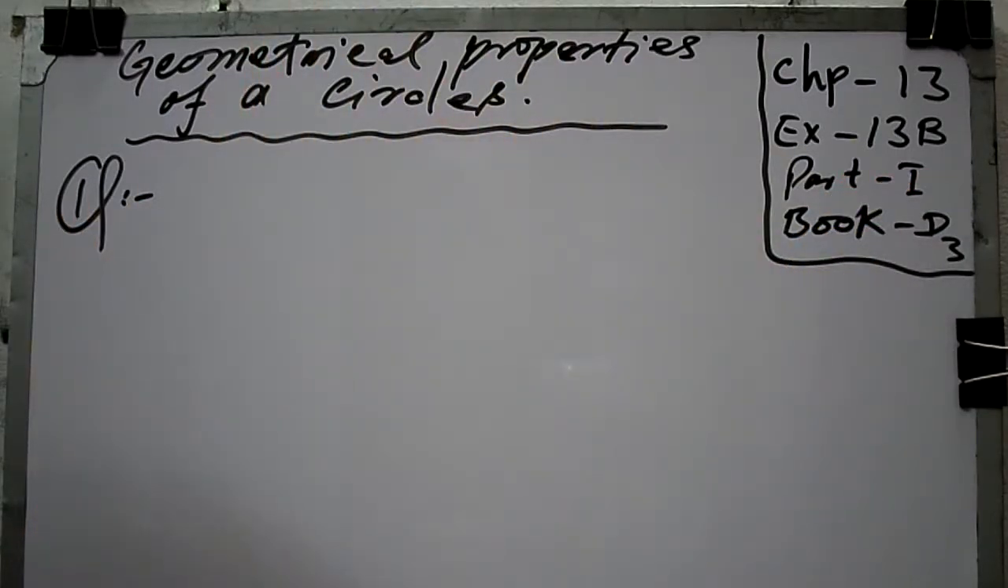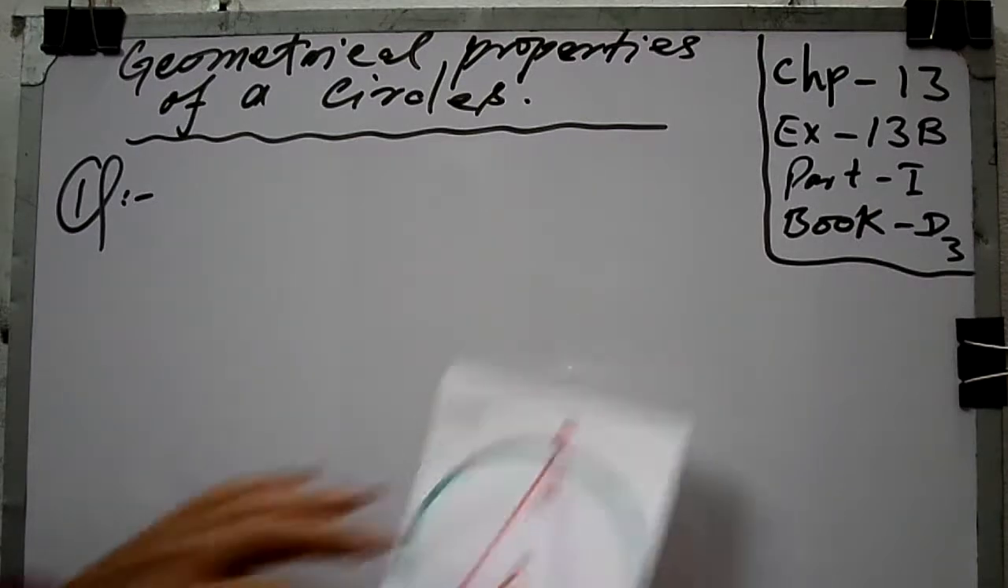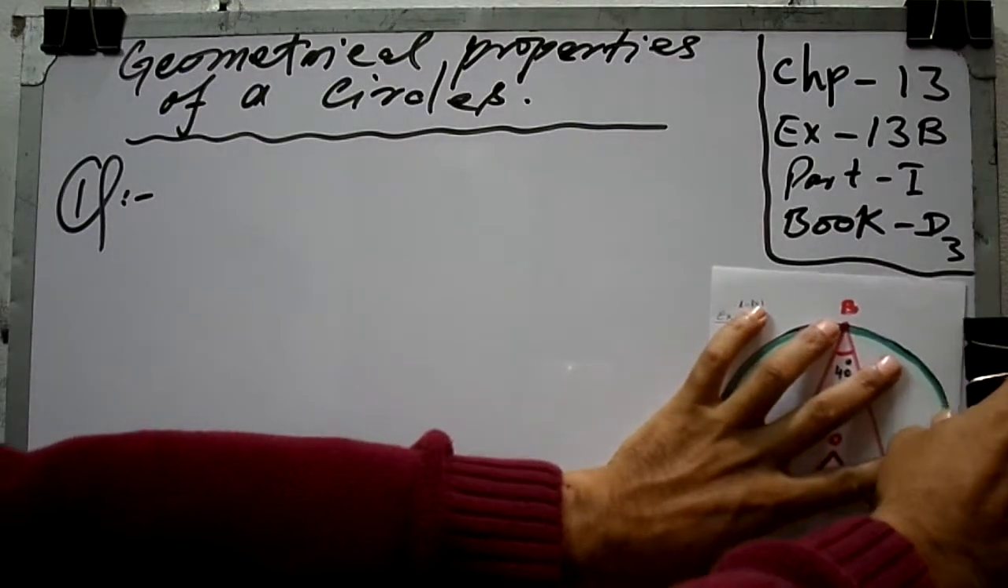Question number 1. In question number 1, read the statement. Find the values of x in each of the following figures where O is the center of a circle. So first of all, you have to draw the figures, then you can find the unknown values. For example, that is your first question configuration.